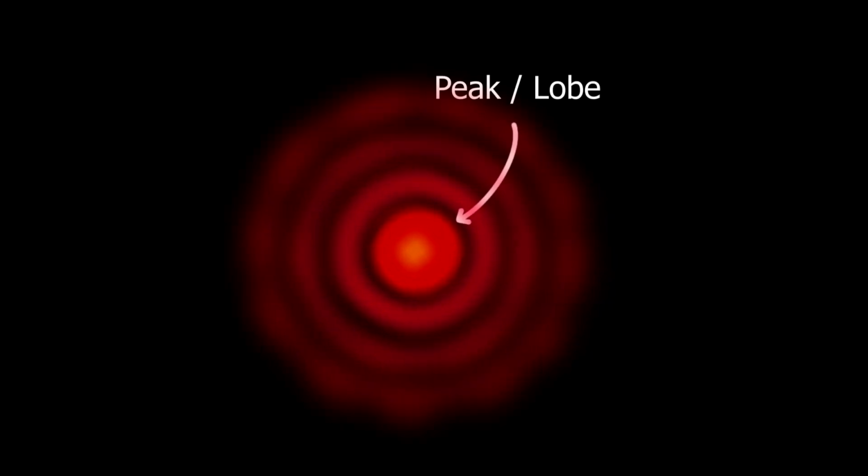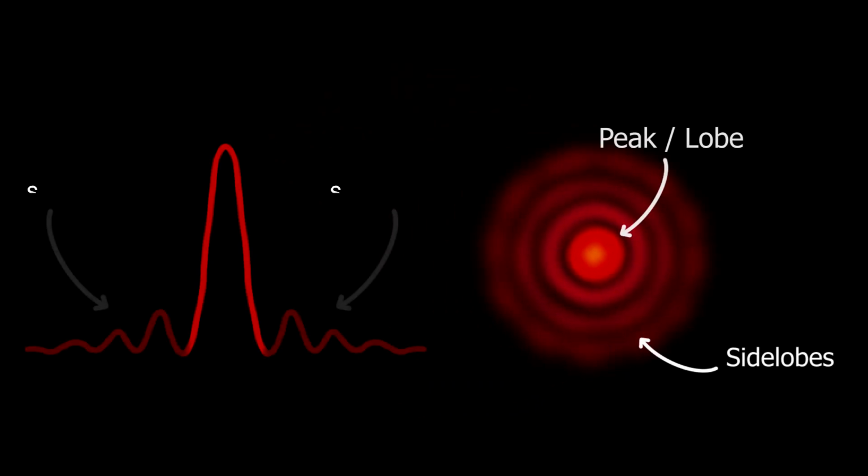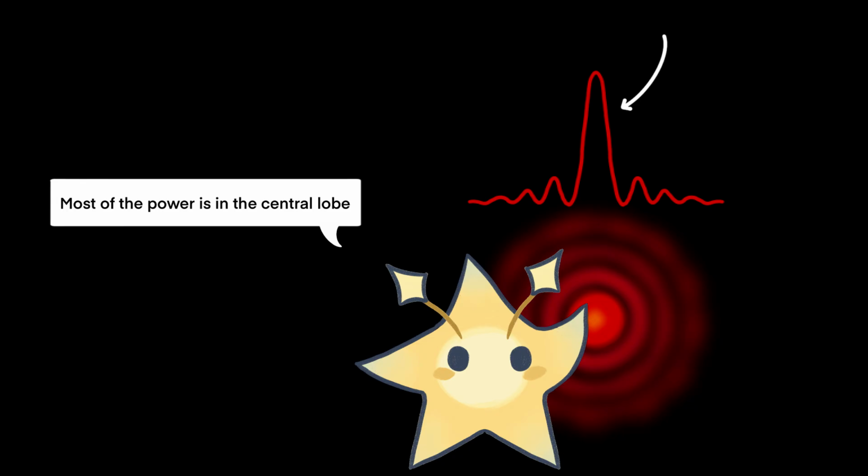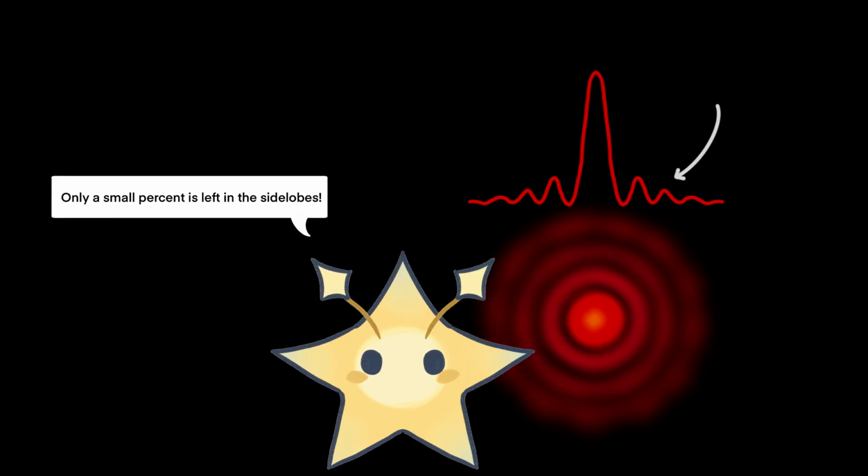If we replace the slit with a circular hole, the pattern looks like this, with a bright circular central peak, or lobe, with faint circular rings called side lobes surrounding the central peak. Most of the power from the laser falls within the bright central lobe, with a fraction of the power diffracted into the side lobes. How does this relate to ALMA?